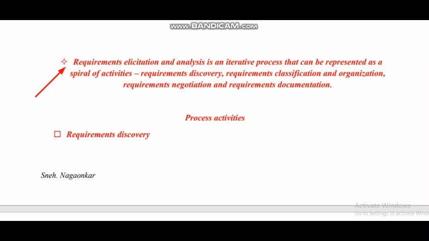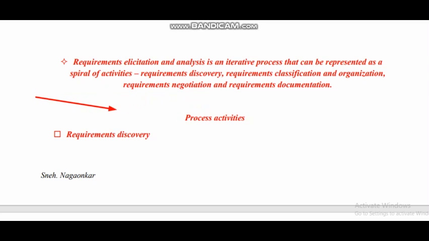This is one more definition of requirement elicitation. It says that it is an iterative process. You saw that diagram where iterations are carried out. That's why it can also be represented as a spiral of activities. If you remember the spiral model, it is also called an iterative process. Why? Until and unless a final set of information is obtained, we need to repeat this requirement engineering process. So these are the phases, that is discovery, classification and organization, negotiation and documentation.